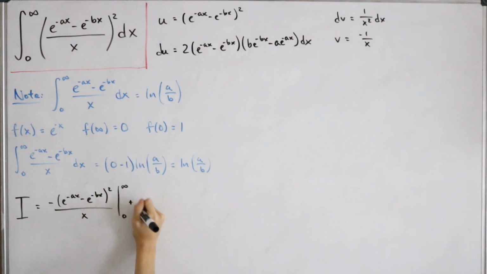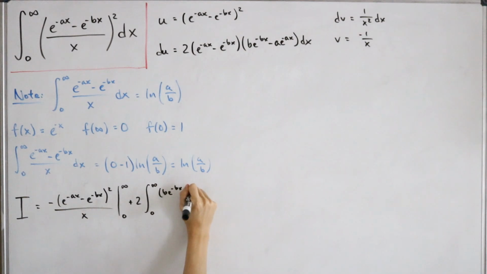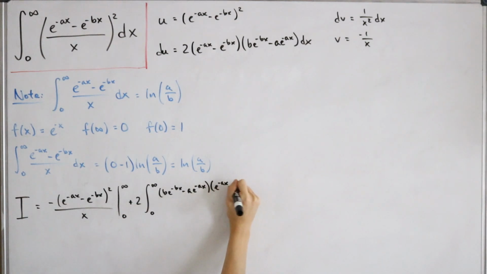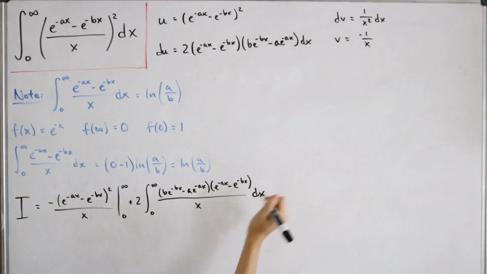And now let's subtract, and we have a negative multiplied to the du from our v, so I can factor out not only the negative, but also the 2 as well. So that's going to be a plus 2, then our integral from 0 to infinity. Now let's put everything back together: b e^(-bx) subtract a e^(-ax), multiply by e^(-ax) subtract e^(-bx), then all this divided by x, followed by dx.